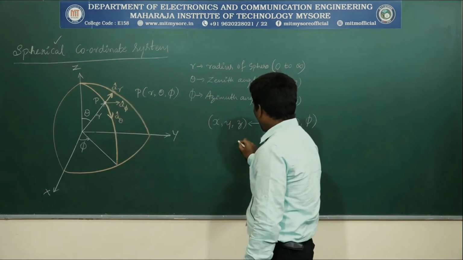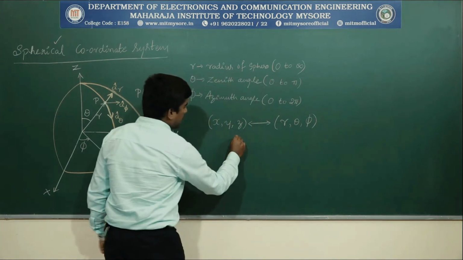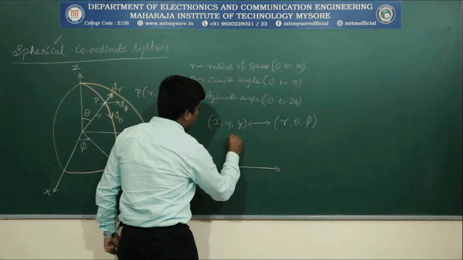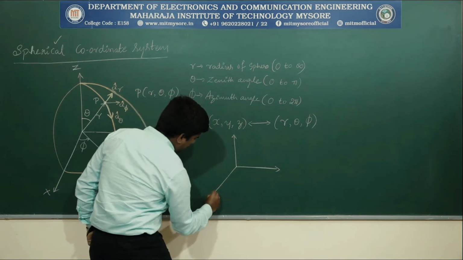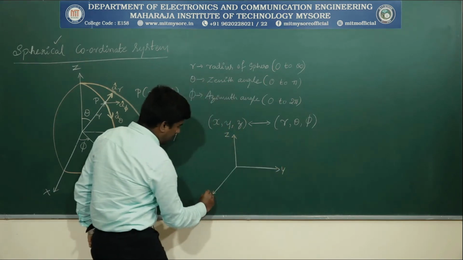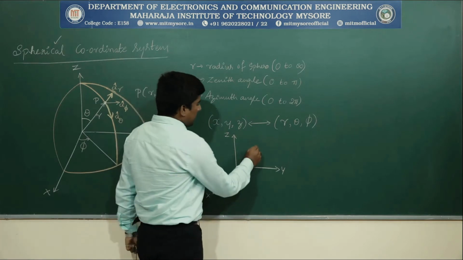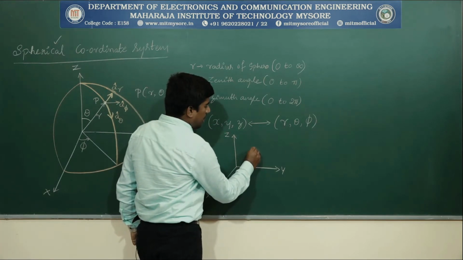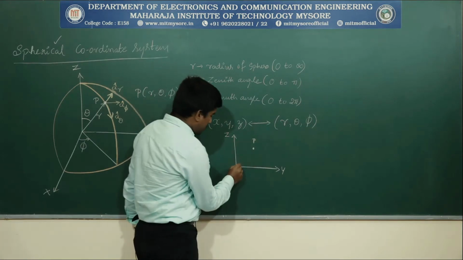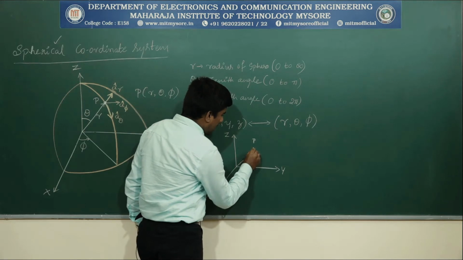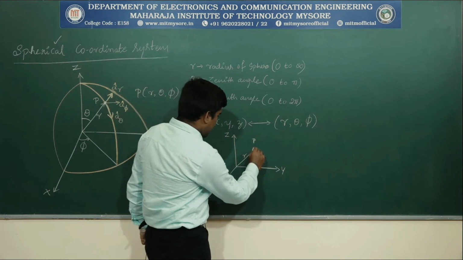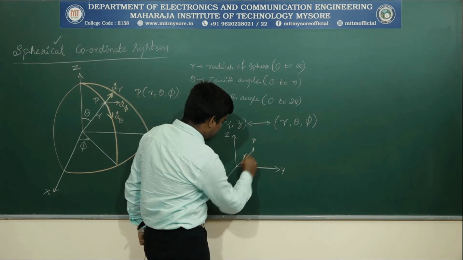Let me write this cross-sectional view here. You need to understand this carefully. Okay, this is y and this is the x-axis. So let us assume an arbitrary point P, which is at a distance r from the origin.